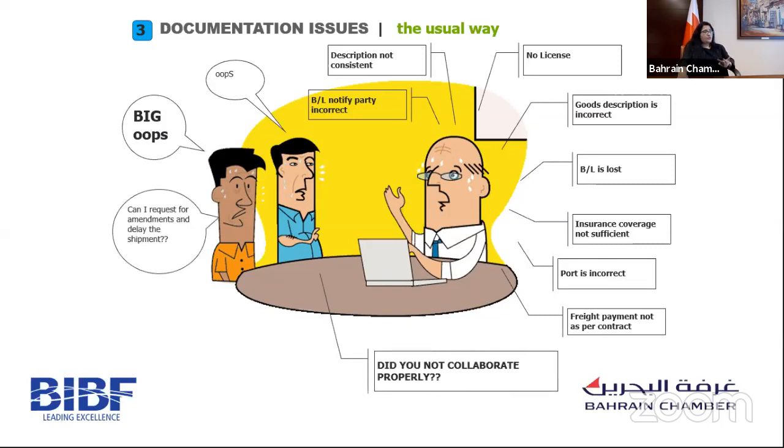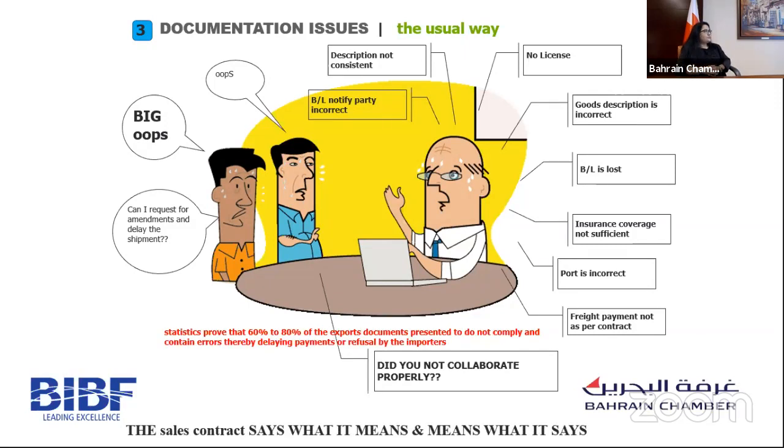Now, the official bodies acting as intermediaries between the exporter and importer will definitely ask them, did you not collaborate properly? World statistics prove that 60 to 80% of export document presentations do not comply and contain errors, thereby delaying payment or causing refusal by the importers, because the sales contract says what it means and it means what it says.